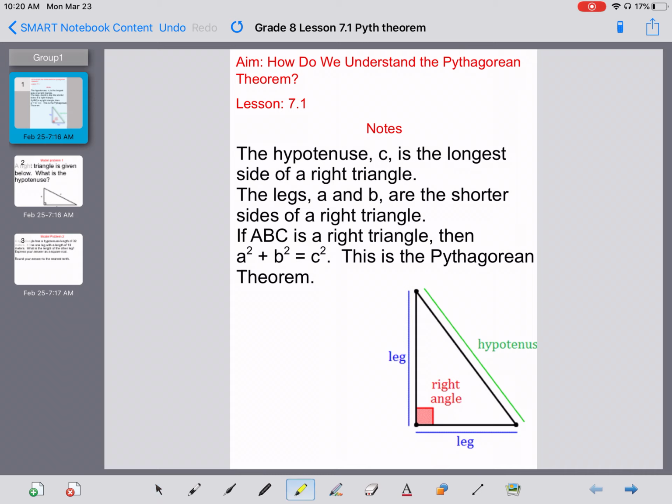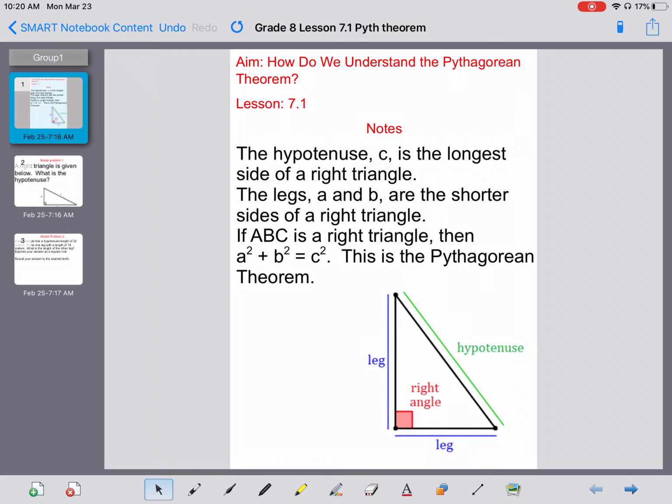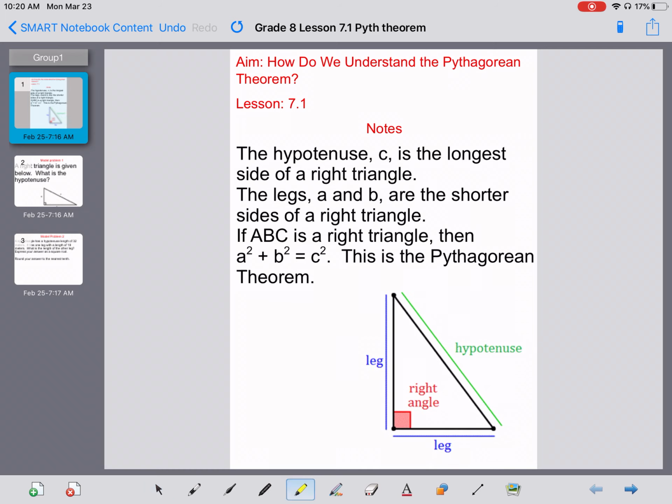Take a second to copy down those notes and a picture of this diagram as well. The Pythagorean theorem only works if we have a right triangle. We know we have a right triangle if we have this box to represent the right angle, or if they tell us that we have a right angle.